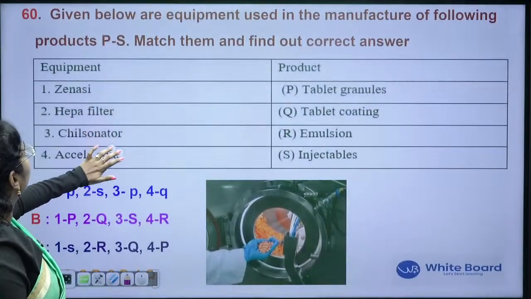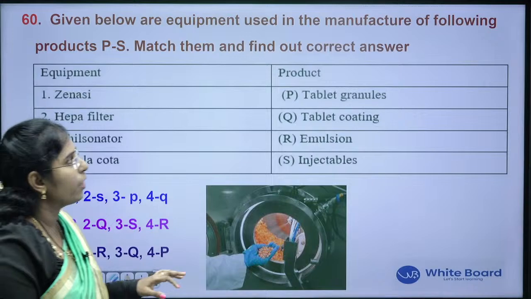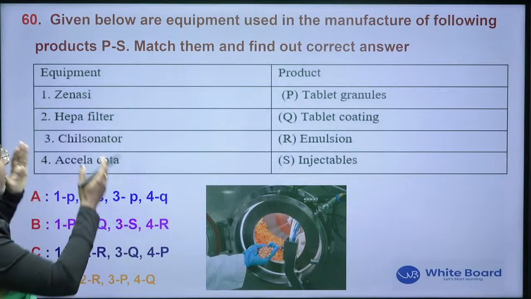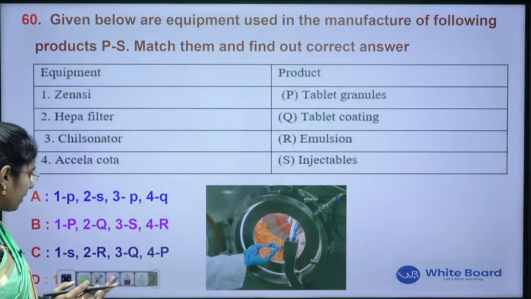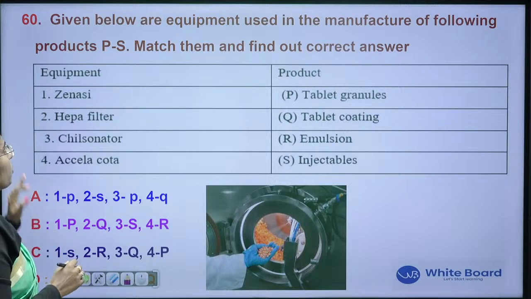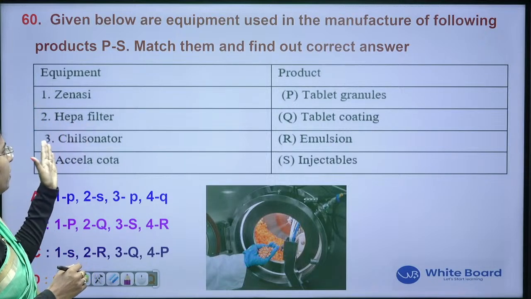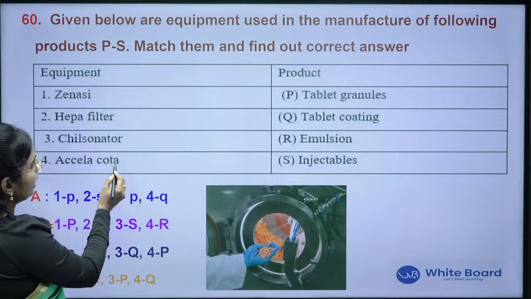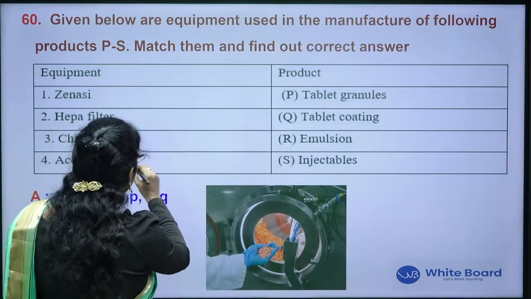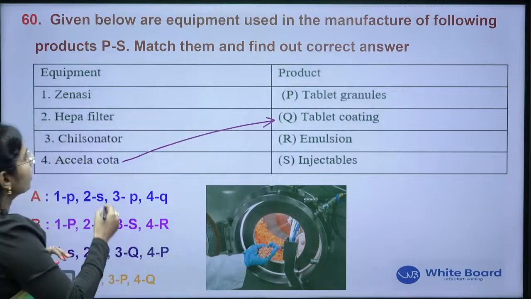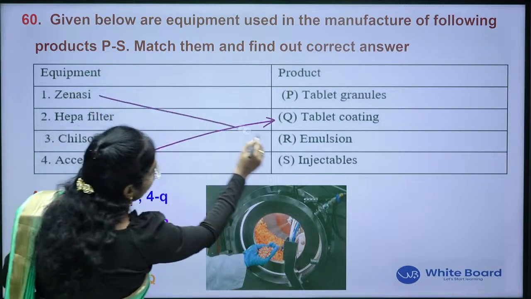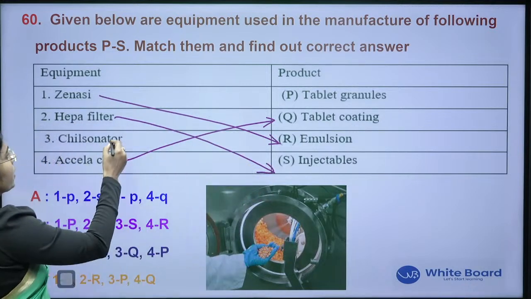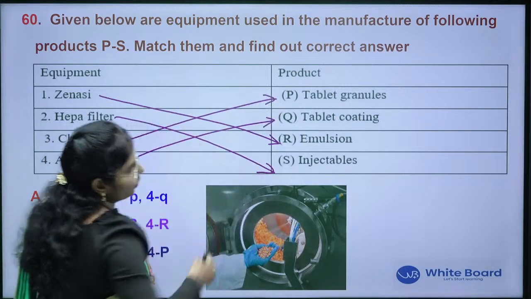So, next question: given below are equipment used in the manufacturing of the following products, P to S. Match them with the correct answer. Here they have given equipment and the products, and we need to match them. So, what are the given equipment? Glatt, HEPA filter, Kilsonator and Accela Cota. Immediately when you see Accela Cota, go for tablet coating. Next, the Glatt is for emulsions, next the HEPA filter for injectables, and next the Kilsonator is for tablet granules.